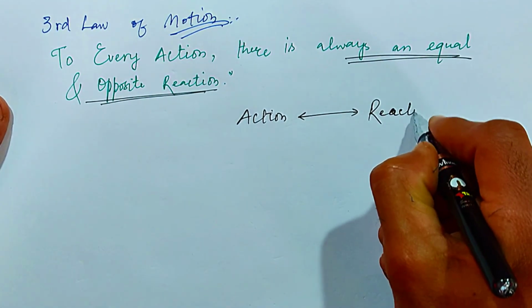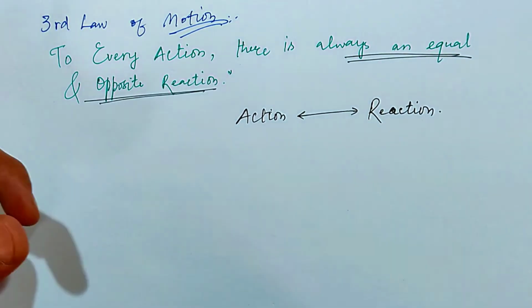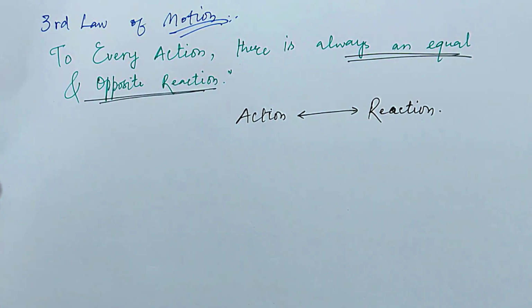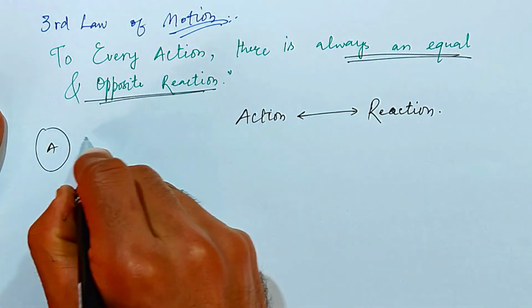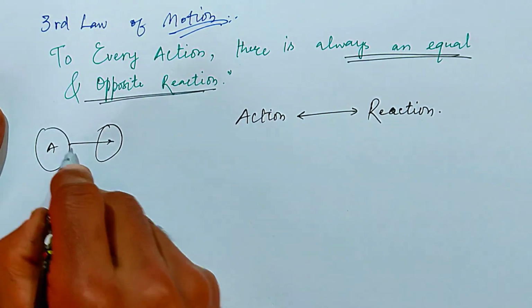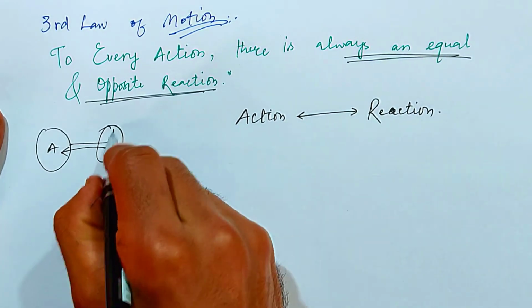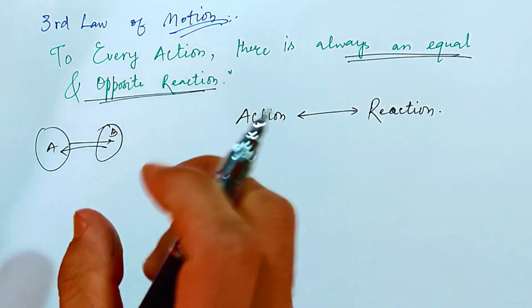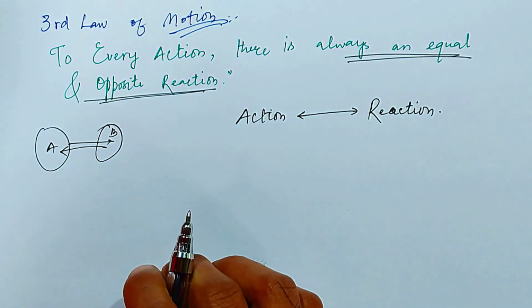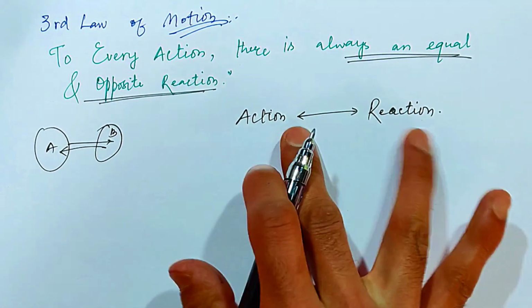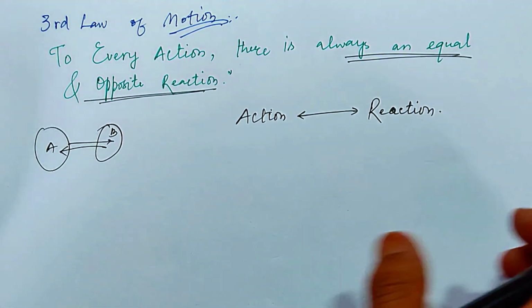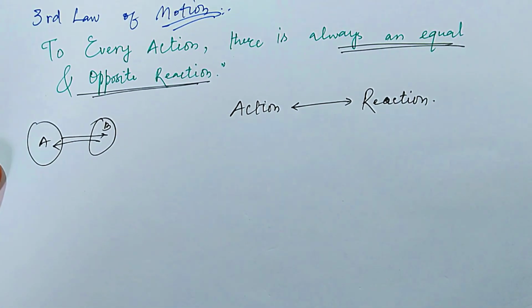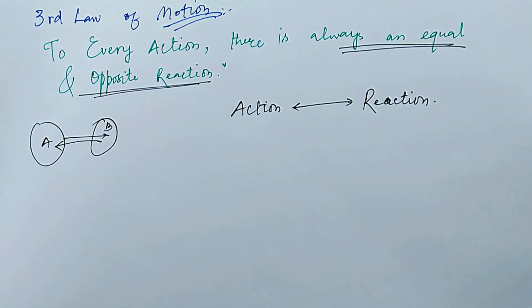A reaction is generated in the back. So the third law says that if a body A applies some force on body B, then in turn B applies a force on A, but that will be equal and in the opposite direction. So there's a kind of action and reaction relation between the two, but there are a few wrong impressions which are common among the pupils.